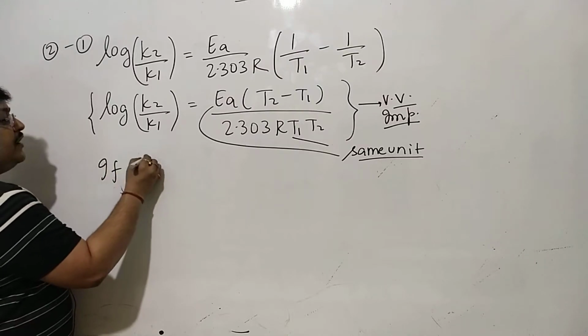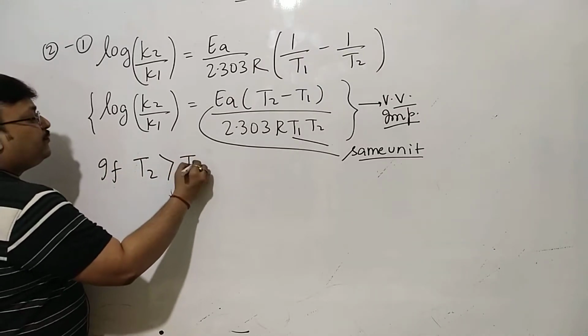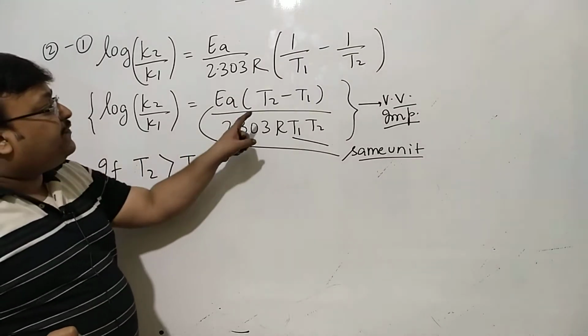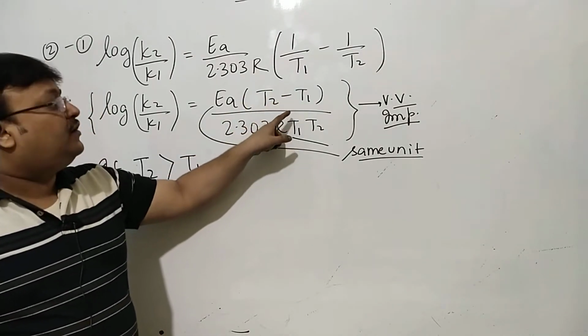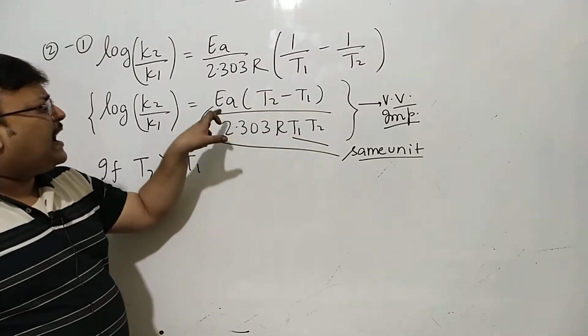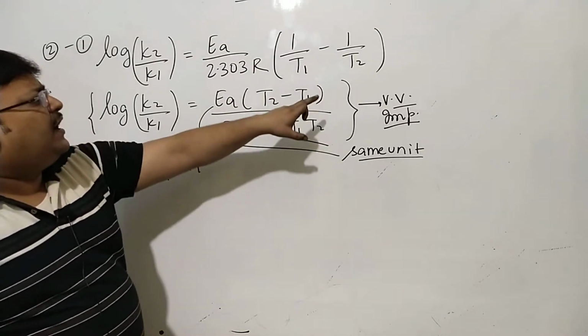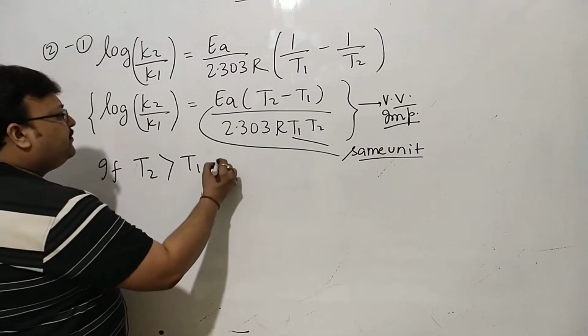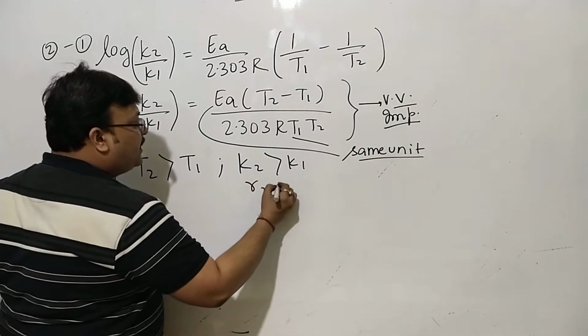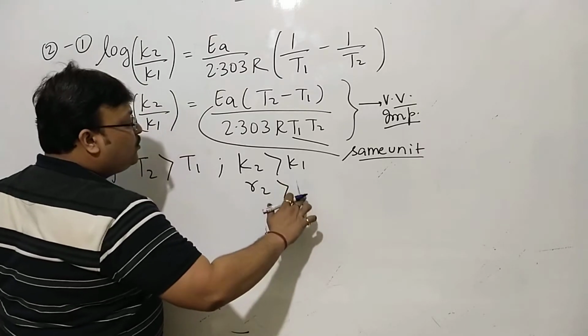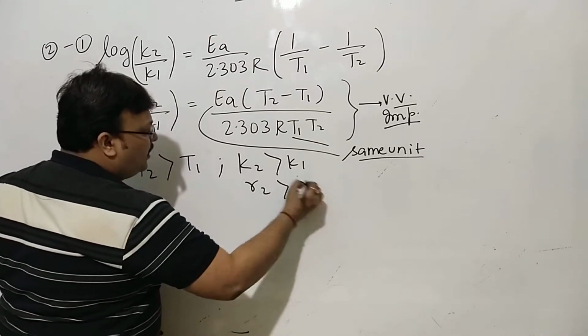if T2 is more than T1. Now naturally, if T2 is more than T1, all of this will be positive. Activation energy is never negative. And if everything is positive, this means K2 is more than K1. K2 more than K1 will mean R2 is more than R1.